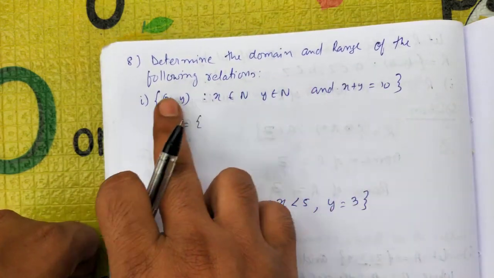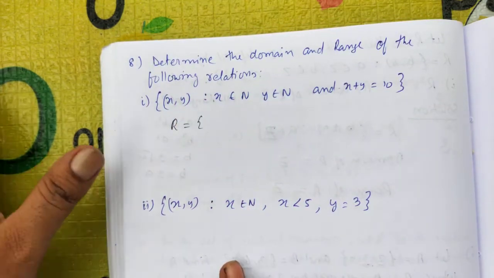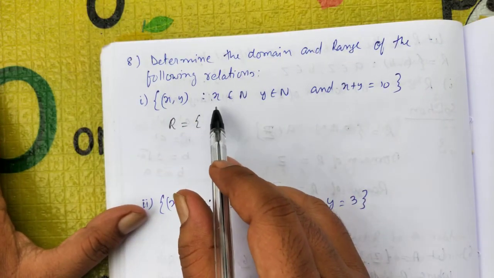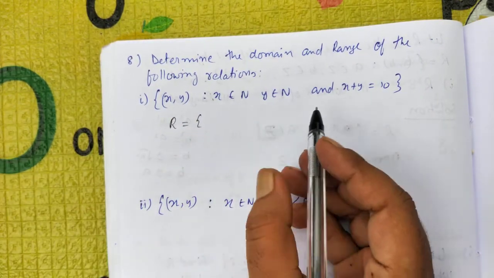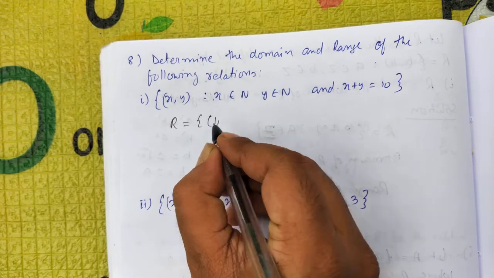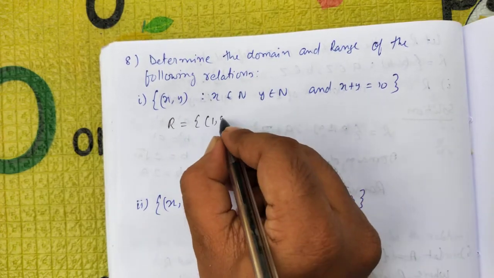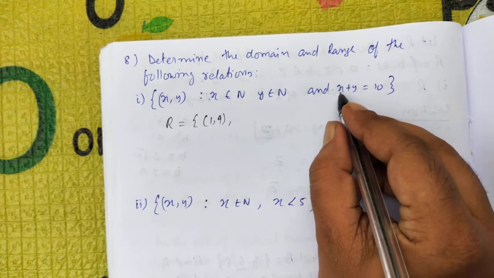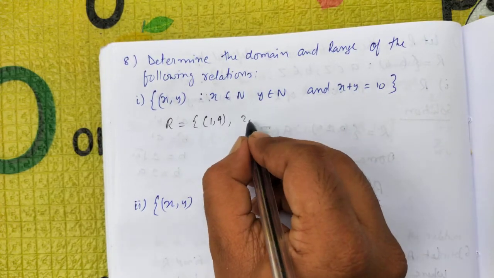Determine the domain and the range of the following relation. x is a natural number and x plus y is 10. So natural number means if I use 1, 1 plus 9 will be 10. So 1, 9 I can write. 2 plus 8 will be 10. So 2, 8 I can write.